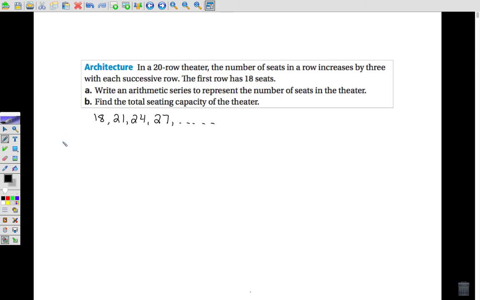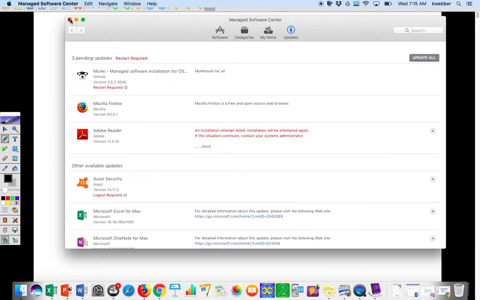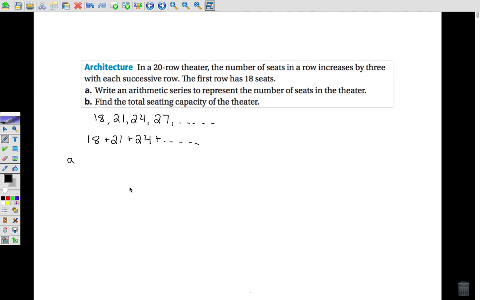So we're first going to write the arithmetic series, which we can just write as 18 plus 21 plus 24 and so on. But let's write it in summation notation. So in order to do that, we first need to know the explicit formula.